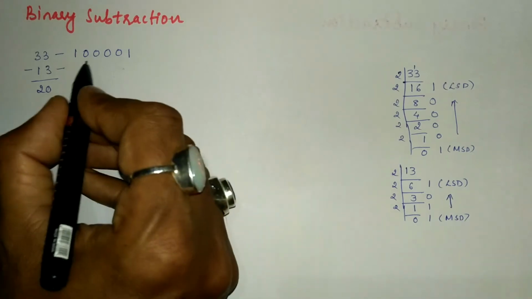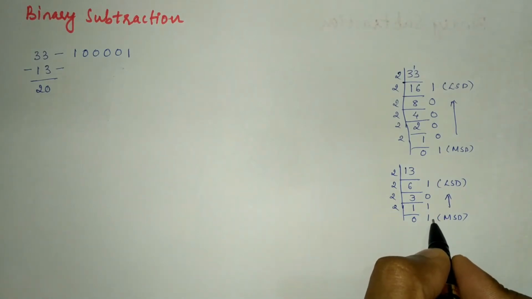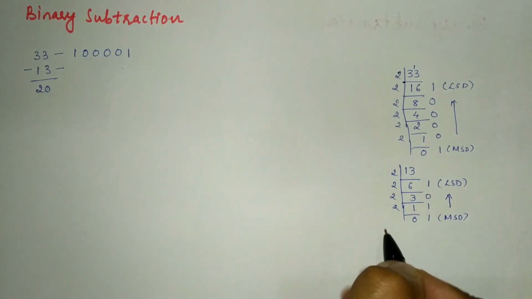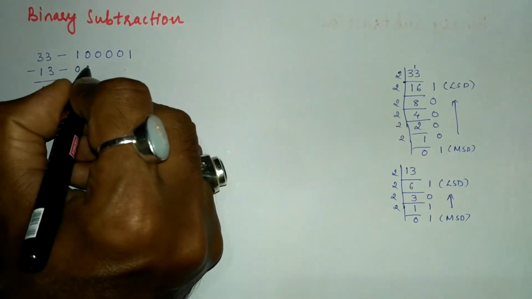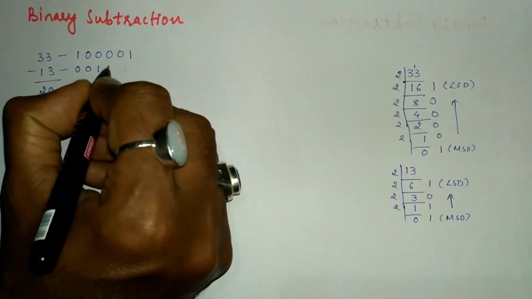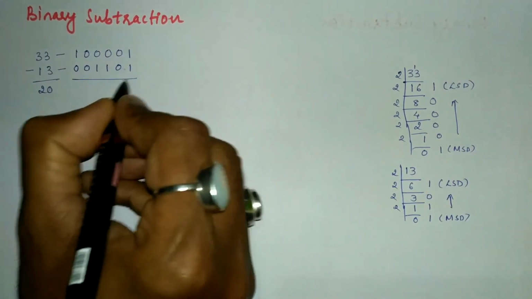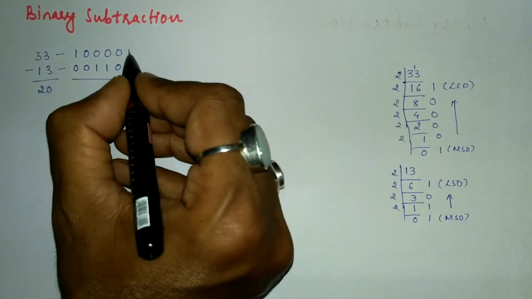You can notice that here we have got a total of 6 binary digits, but in the second number we have got only 4 binary digits. In order to match up all the columns, we have to write 2 leading zeros first, then I have to write 1 1 0 1. Now let us start adding from the right hand side. So not adding, sorry, subtraction.